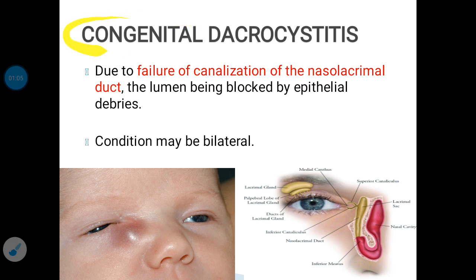So first we will see congenital dacryocystitis. This condition develops due to the failure of canalization of the nasolacrimal duct, and the lumen is blocked by epithelial debris. This condition may be bilateral.